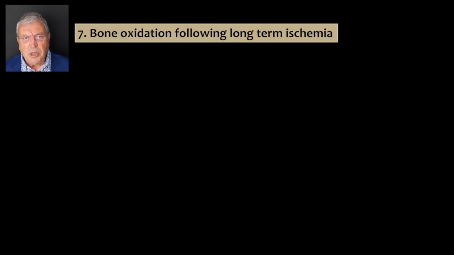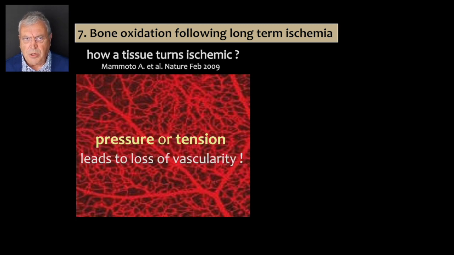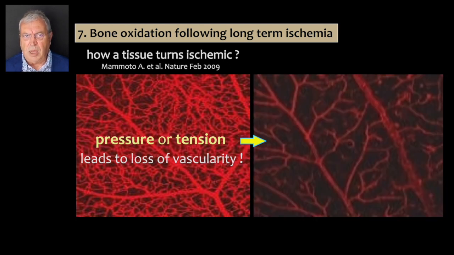We can meet oxidation after long-term ischemia. How does a tissue turn ischemic? We have the answer from Mamoto, after her paper in Nature 2009. She said when we apply pressure or tension, it will lead to a loss of vascularity. Yeah. If you want to lose the vessels, just press or just pull in order to make tension.